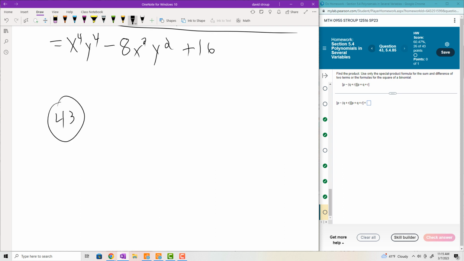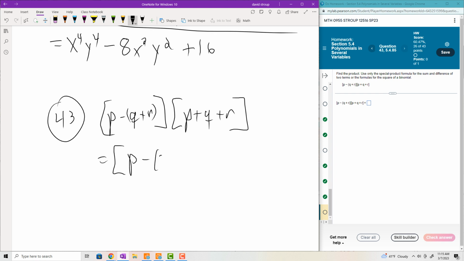Let's try 43. So p minus q plus r times p plus q plus r. Again, you could think of this as a minus b times a plus b. And in this case, it'll be p minus q plus r times p plus q plus r. So that would be the first squared, a squared, minus the last squared, q plus r squared.